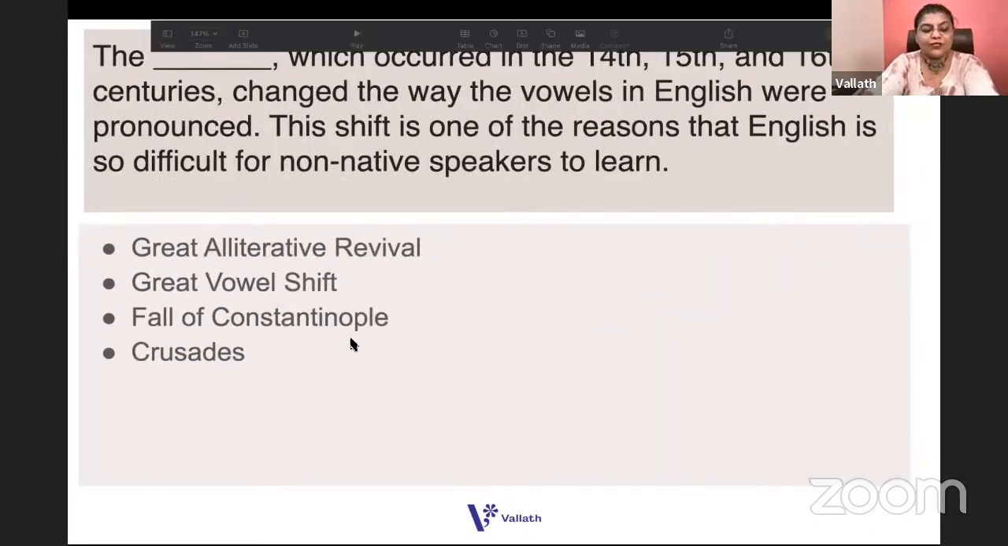The dash, which occurred in the 14th, 15th, and 16th centuries, changed the way the vowels in English were pronounced. Because of something that happened, the vowels in English were pronounced differently. This shift is one of the reasons that English is so difficult for non-native speakers, because spelling and pronunciation do not conform now. Is it the Great Alliterative Revival, Great Vowel Shift, Fall of Constantinople, or the Crusades?